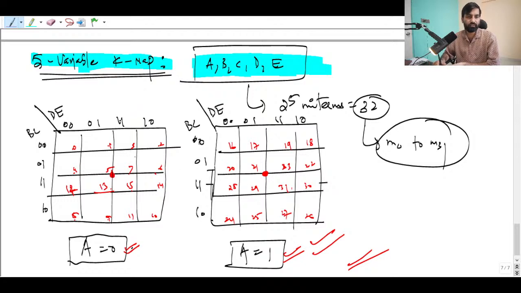Yes. So here 3, 7, 15, 11. What do you think? 3, 7. See, you can always take this and this. Okay, both are 4 variable K maps. Though it is a 5 variable K map, we are fixing A equal to 0 and A equal to 1. So please have a look in these 2 4 variable K maps. You can say that this 3 and this 19, and this 11 and this 27, they might make a quad.